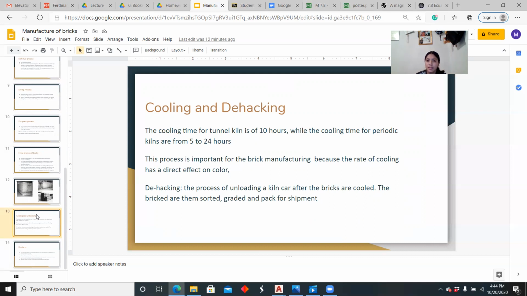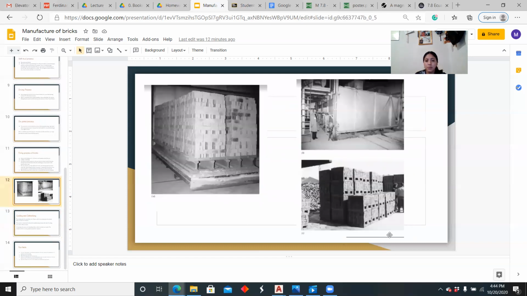Dehacking will be the last step as mentioned in the previous slides. Dehacking is the process of unloading kiln cars after the bricks are cooled. The bricks are then sorted, graded, and packed for shipment and distribution. Which I showed you in the picture over here. This is what I meant by dehacking, where they are placed in a different location. After that, they're going to be distributed.